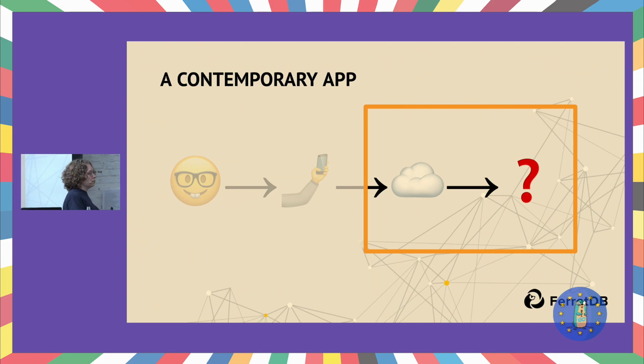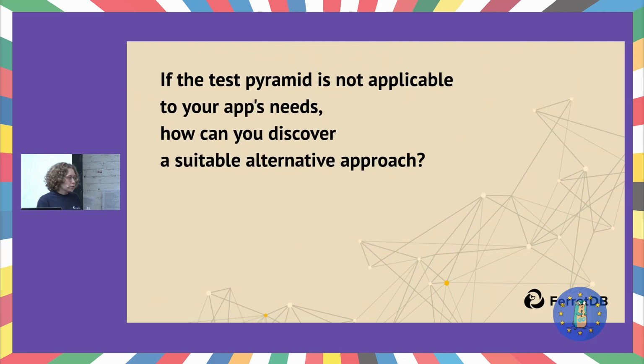So we still have a test pyramid that has units and services, and we have this cloud, and now we need to understand where those units and services are in the cloud, and whether it's possible to apply this test pyramid to this approach. Or, if it's not possible to apply the test pyramid, what is the approach? How do we understand what the application needs, and find an alternative approach that would be suitable and would solve the needs of the testing purposes?